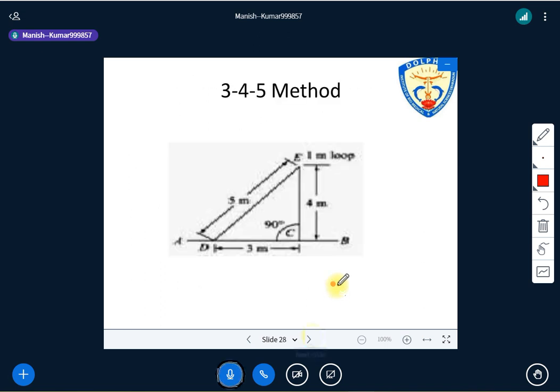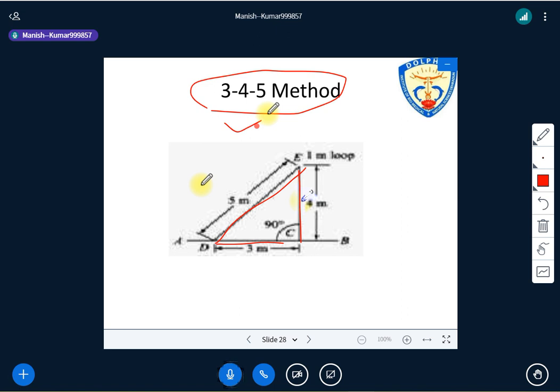Then another method is the 3-4-5 method. This is based on the right-angle triangle you have studied, where there is a relation between hypotenuse, perpendicular and base. This is an important relation between 3, 4, 5. If the base is 3 and the perpendicular is 4, obviously the hypotenuse should be 5. That is the condition you already studied in mathematics in class 9, 10. Right, that's the 3-4-5 method, and you can test it.